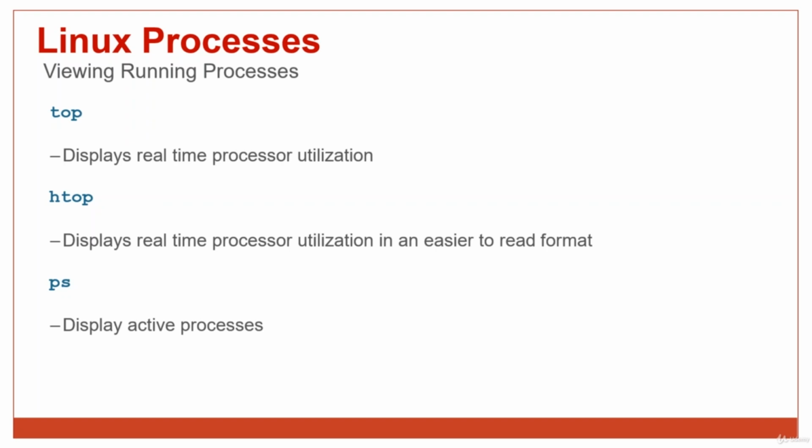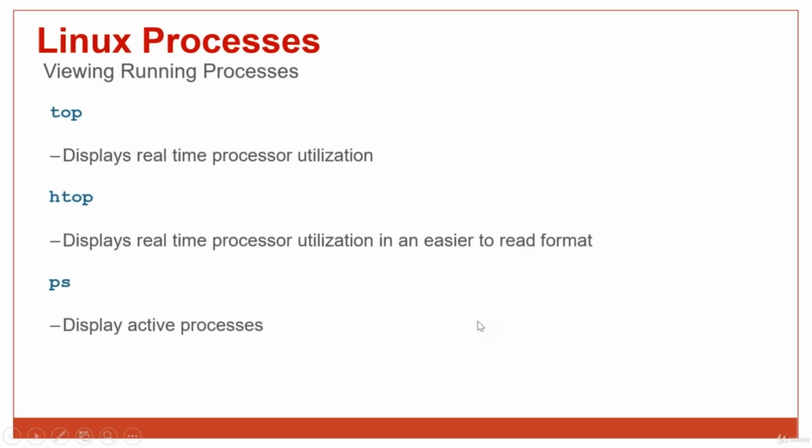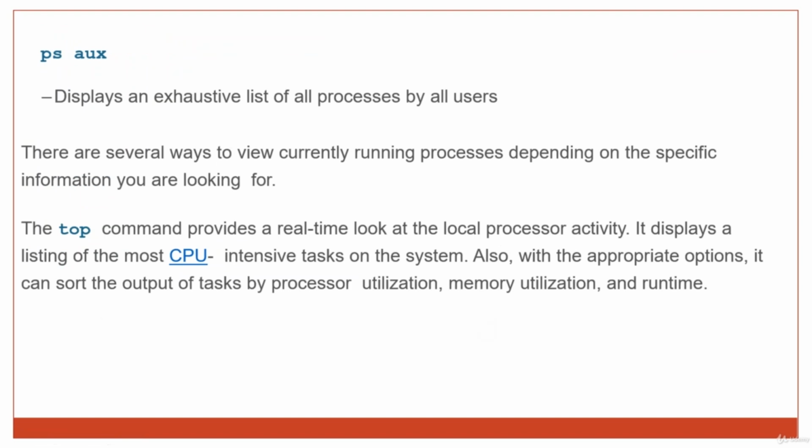H means human readable format. Some of the versions are not supporting htop. ps is the current process. ps stands for process, so current active processes. Then one of the nice things we have is ps aux. This ps aux will display the exhaustive list of processes by all the users, and that's quite an important command. So two commands are important, that is top, and then this ps aux command.